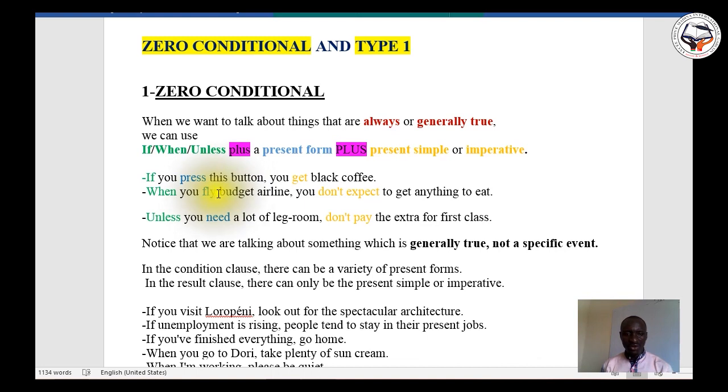When you fly a budget airline, you don't expect to get anything to eat. Unless you need a lot of leg room, don't pay the extra for first class.